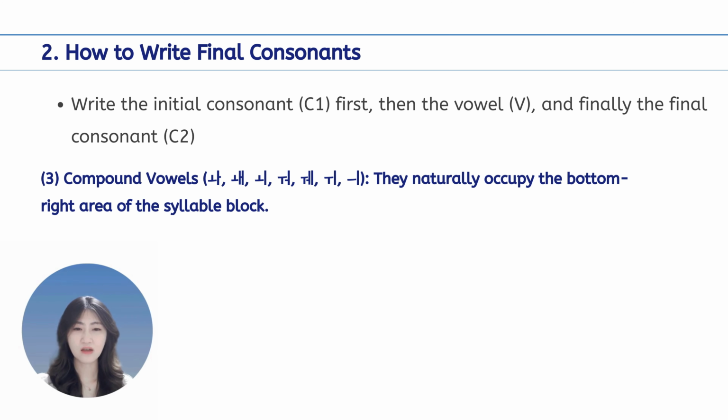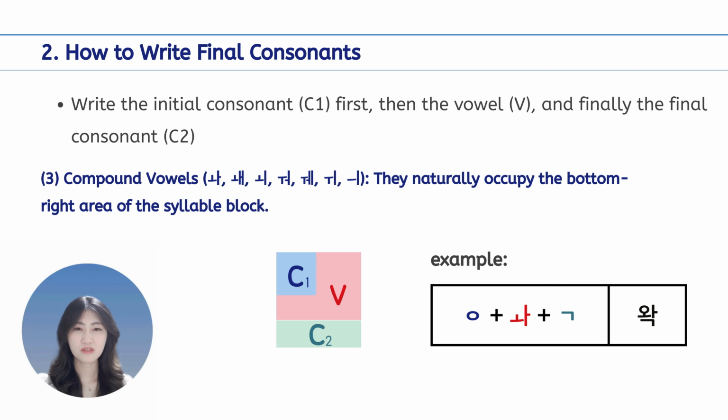Now let's look at the compound vowels. Some compound vowels like 와, 워, 왜, 의 use both vertical and horizontal shapes, so they naturally take more space inside the syllable block. Look at the example. First, write the consonant 이응, next the vowel 와, finally the batchim 기역. The vowel 와 fills the right and lower area, and the batchim stays at the bottom.